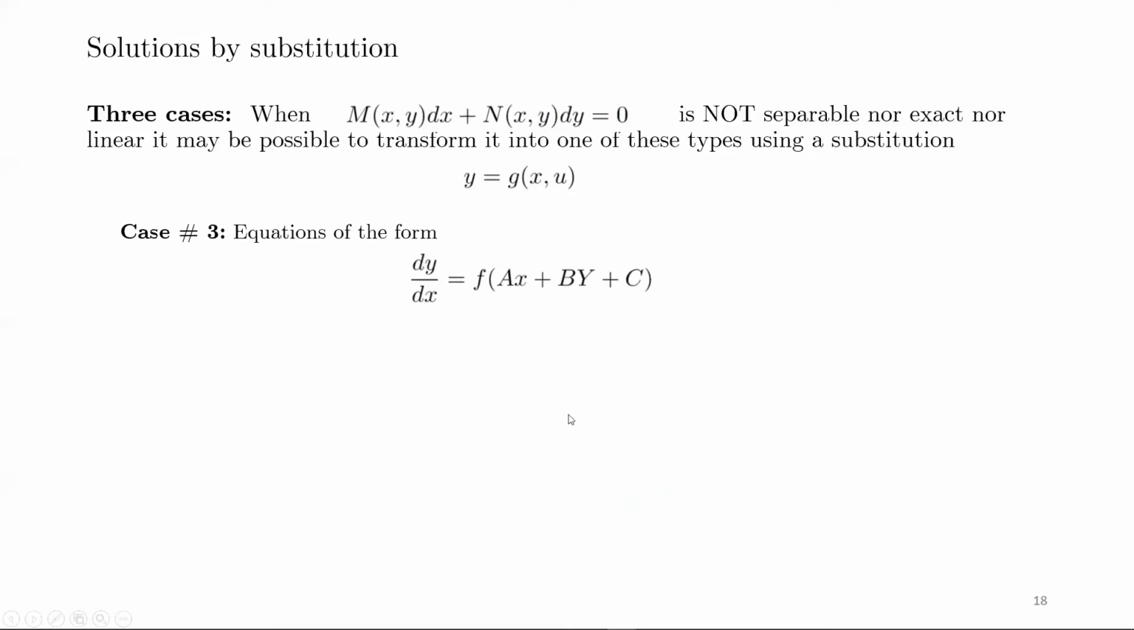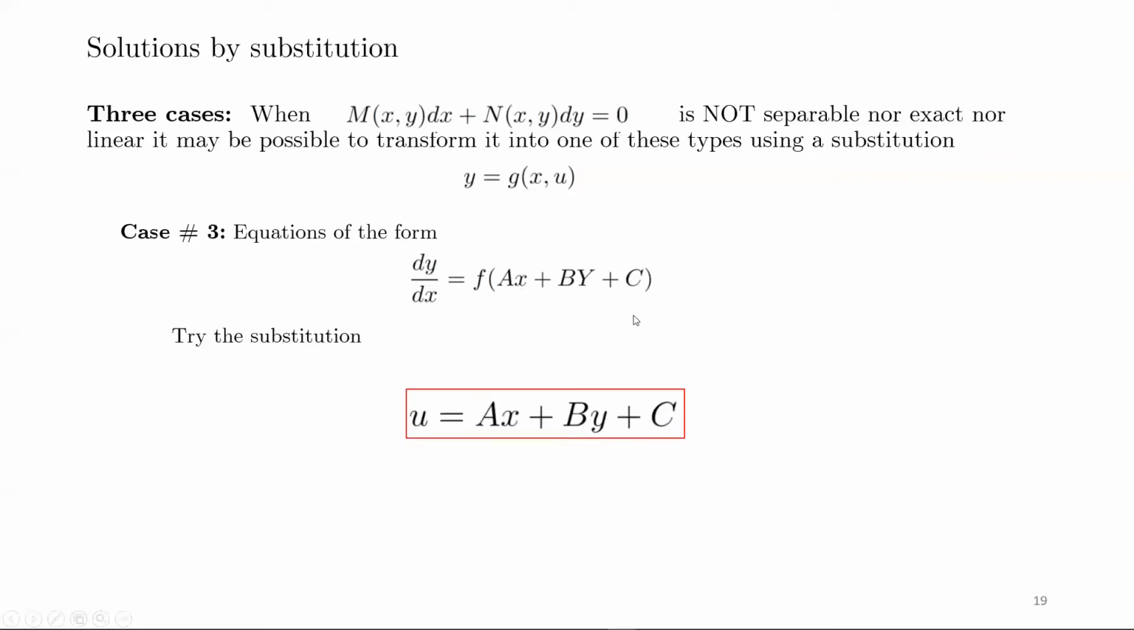So case 3 is equations of the form dy by dx equals some function of a times x plus b times y plus c. This should be a lowercase y. A, b, and c are all constants. Then we can try the substitution: this new variable u is equal to a times x plus b times y plus c, where a, b, and c are just some constants, some real numbers.